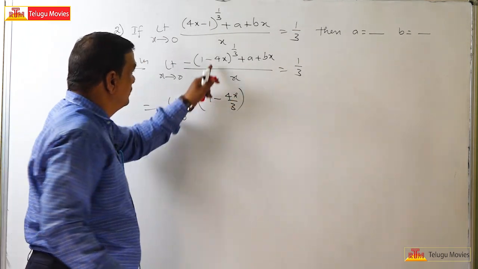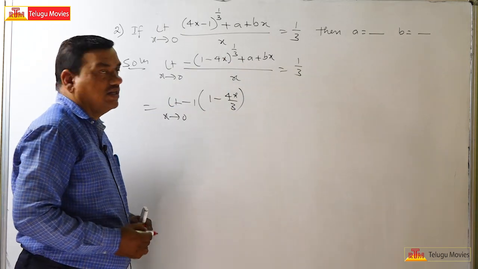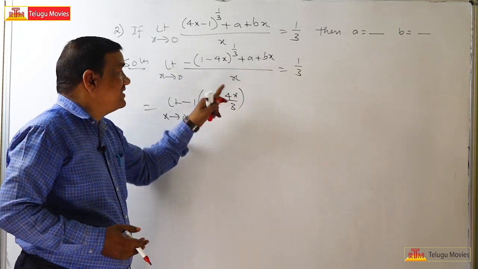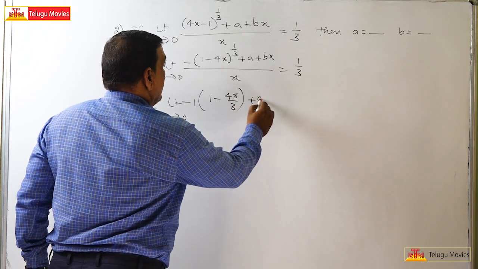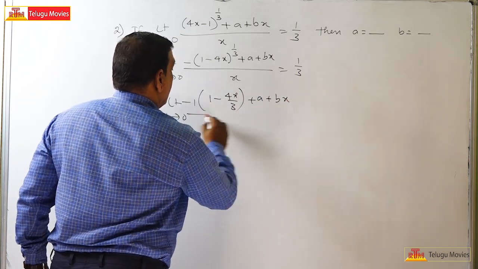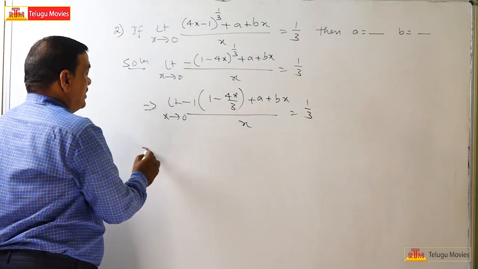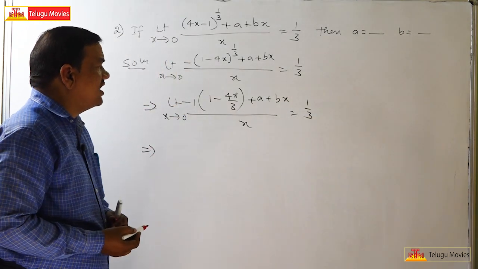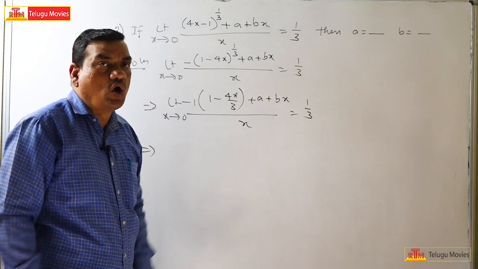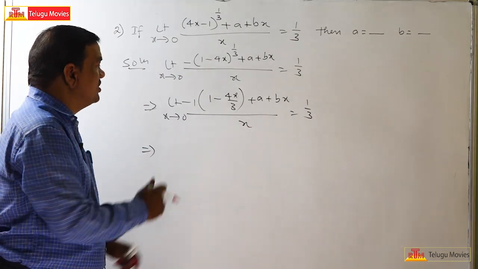by 3. 1 minus 4x by 3, 1 plus nx, here 1 minus nx. So here (a plus bx) upon x is equal to 1 by 3. Now, let us rearrange the terms. So here the power is gone. Now let us rearrange the terms.